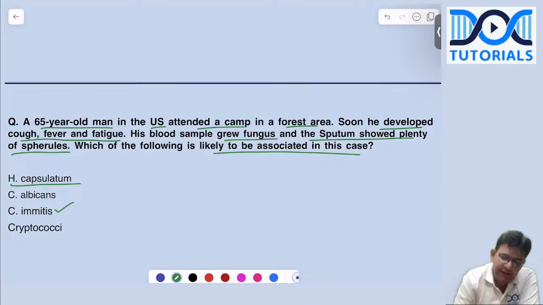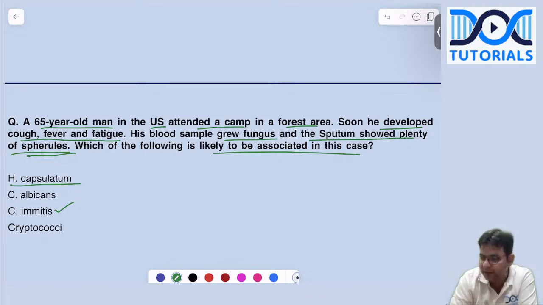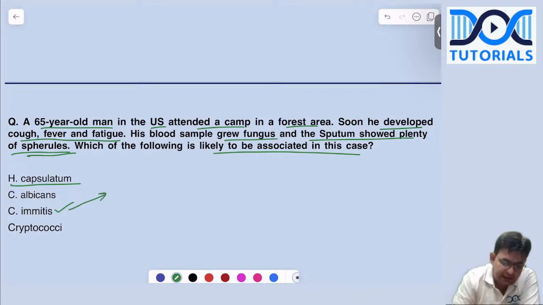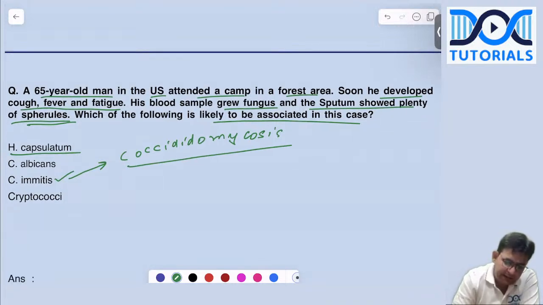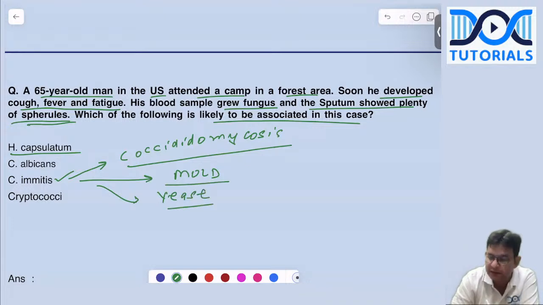Why? Because of the plenteous spherules. Roshna has told, right? Coccidioides immitis leads to which disease? Coccidioidomycosis, which is a dimorphic fungus. They show up in two forms: one is the mold form and one is the yeast form.